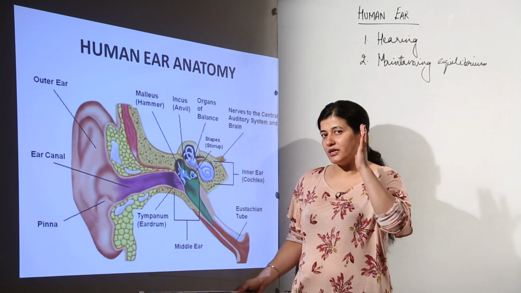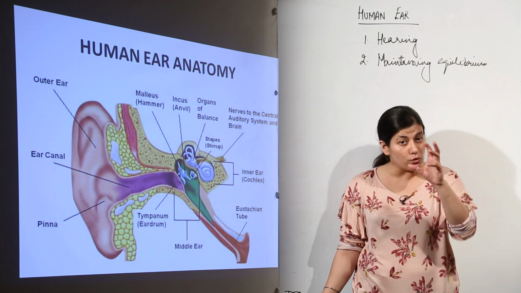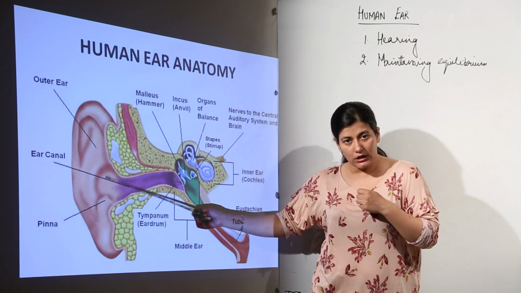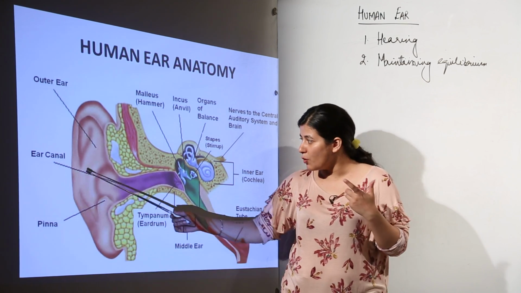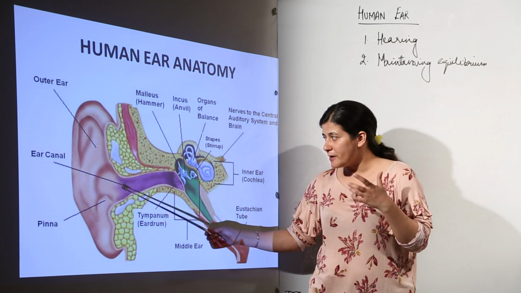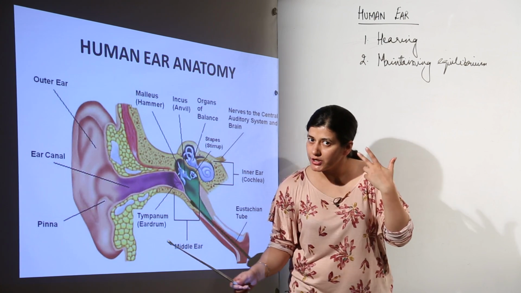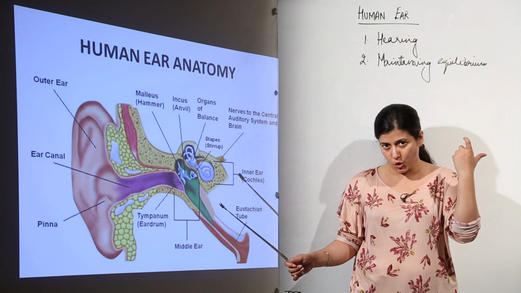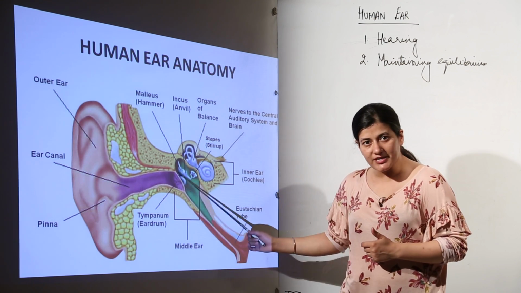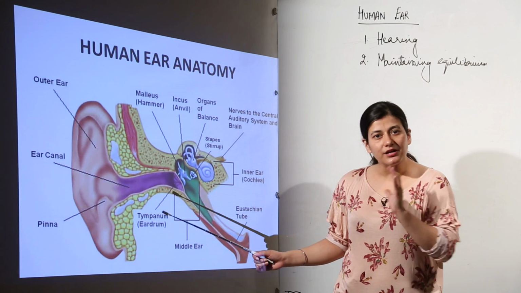Apart from that, it is arranged in such a shape so that the maximum of the vibrations and sound waves coming in can be trapped and sent to the aperture present in the ear, which is the opening to the ear canal. The ear canal goes till the tympanum. Tympanum is the membrane on which the waves strike and create a vibration.